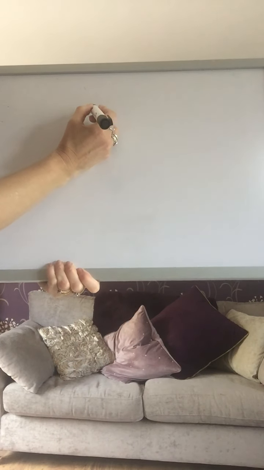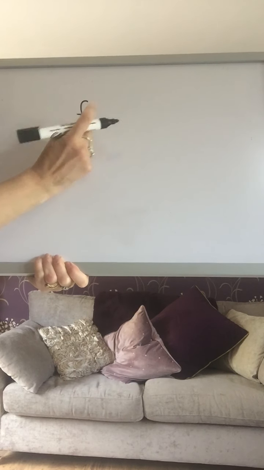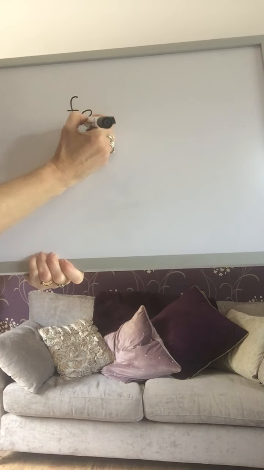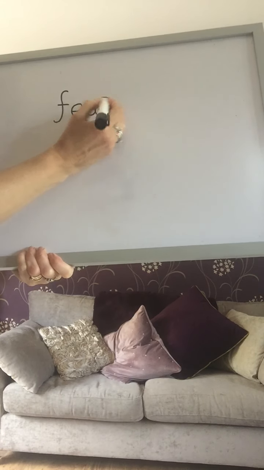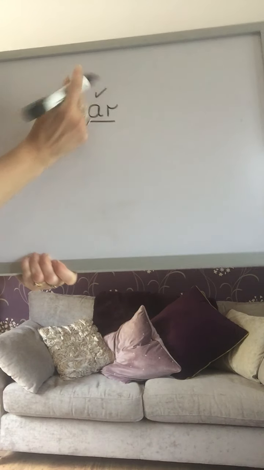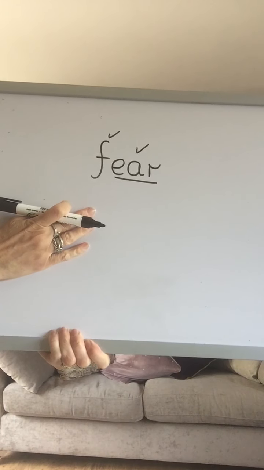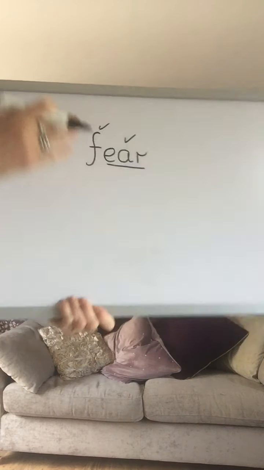Okay, if you've got the f, give yourself a tick, and this is a descender. And if you've got the ear sound, and you've underlined it, give yourself a tick. Well done. Okay, the next word we're going to do is hear. Hear. Hear. Count the sounds. Show me fingers, pincers, say the word hear. Hear, pinch the sounds. H, ear.